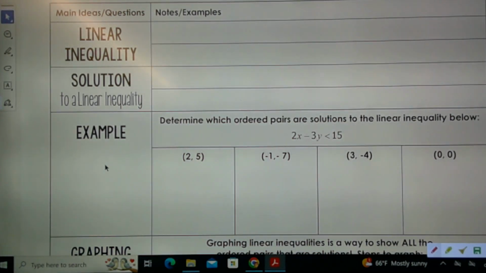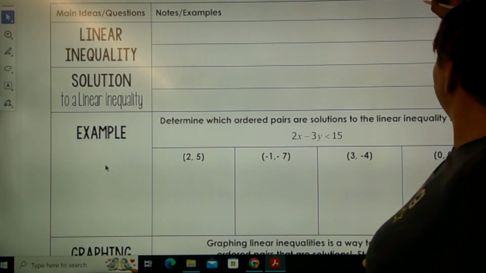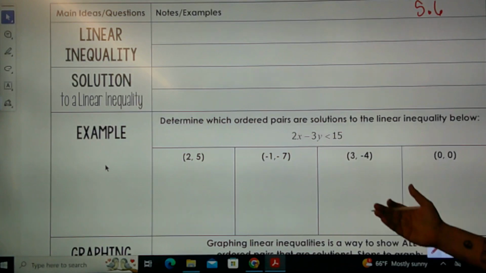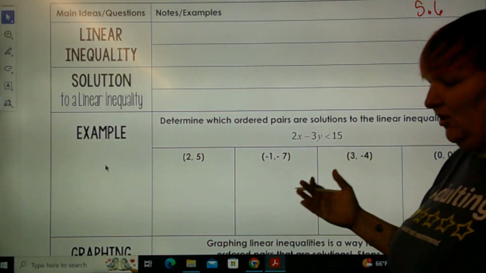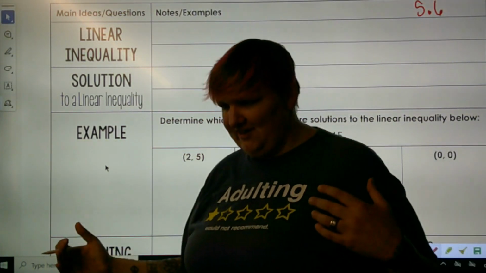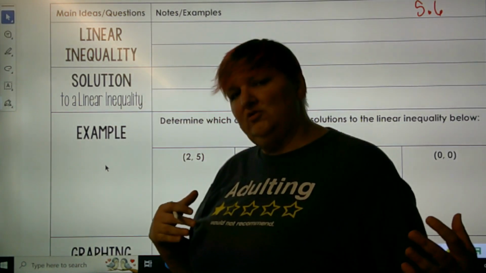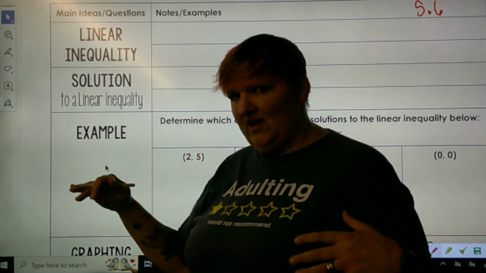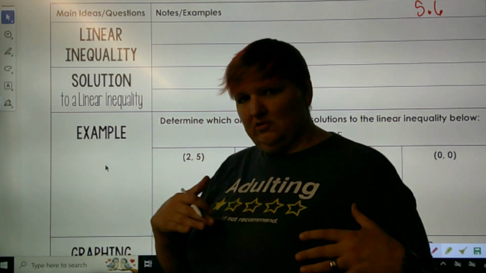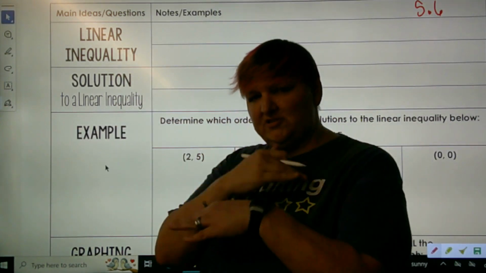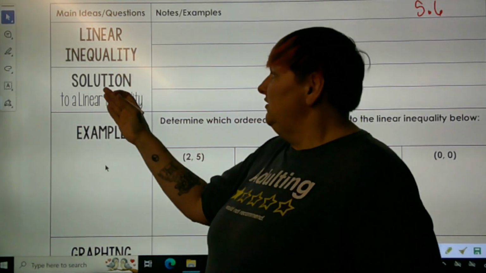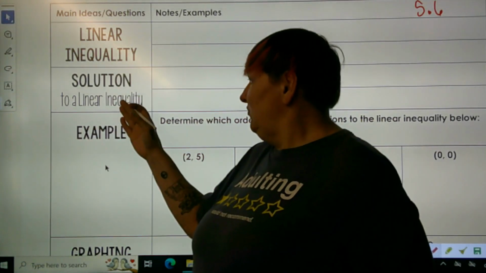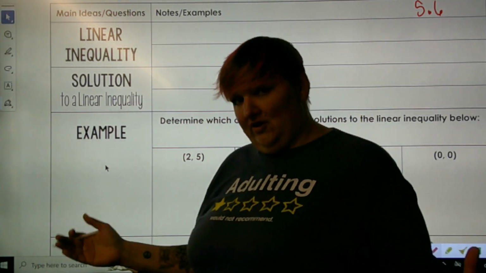Unit 5.6 is looking at linear inequalities. Remember, inequalities are greater than, less than, greater than or equal to, less than or equal to, right? And we learned to graph those on a number line, open circles and closed circles and arrows in one direction or the other. So now we're looking at systems of linear inequalities.